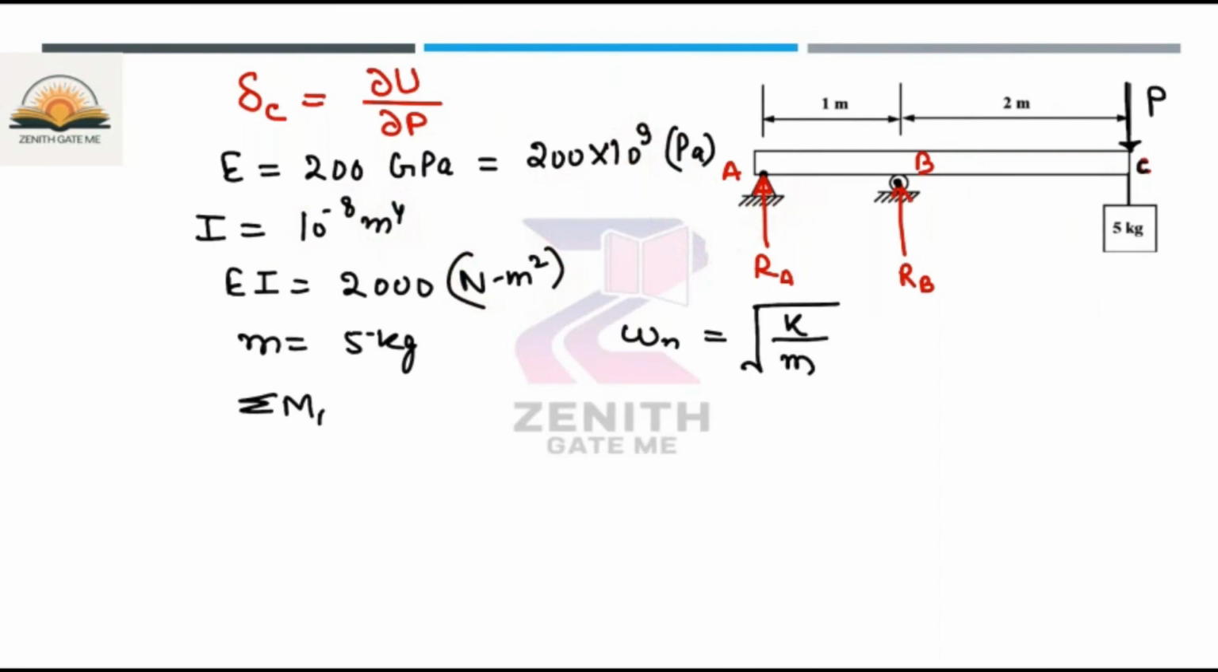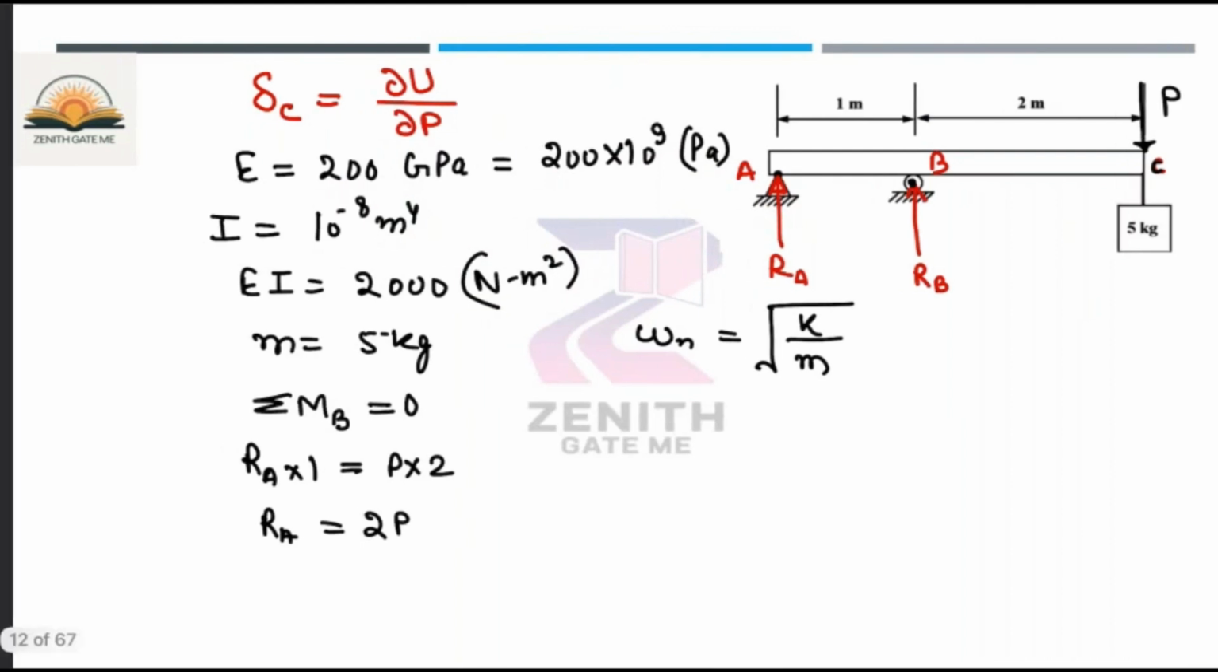So summation of moment about B point is 0. So can I say RA into 1 is equal to P into 2? So RA value you will get as 2P. That means the reaction at A point you have calculated.